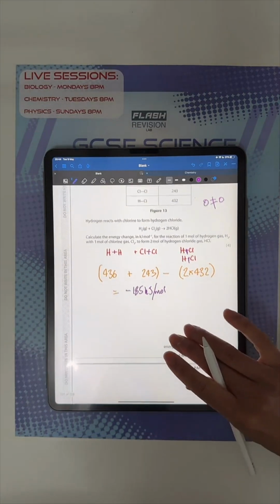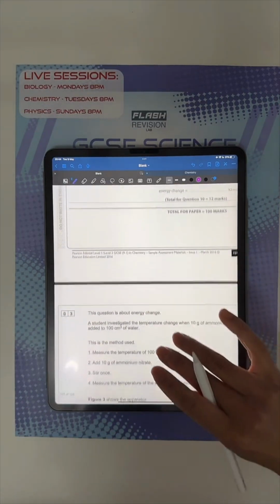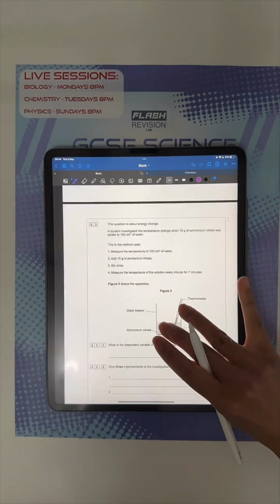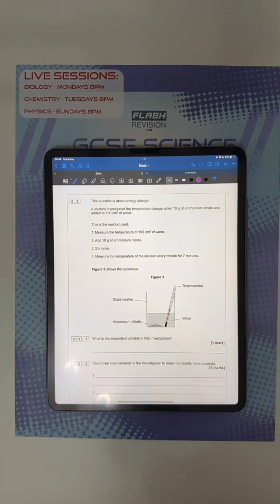I teach A-level, but I don't do lives on A-level. Sorry. Right, we've got an experiment now. So this is the last question.